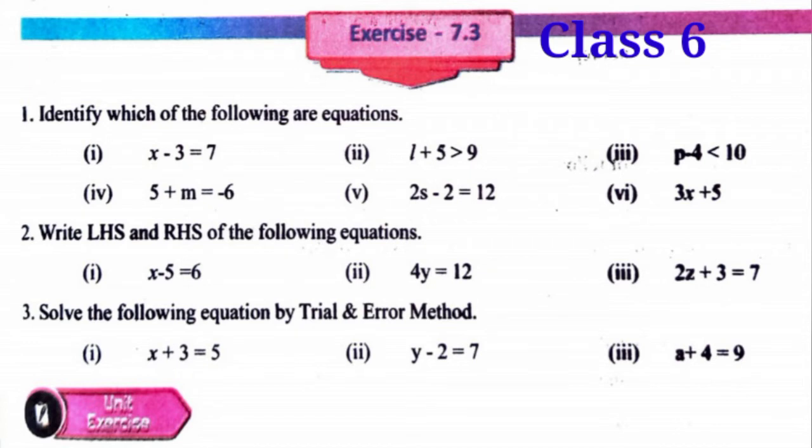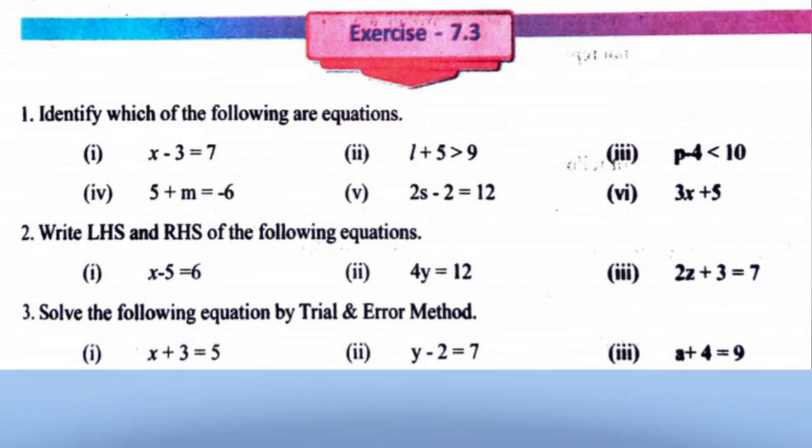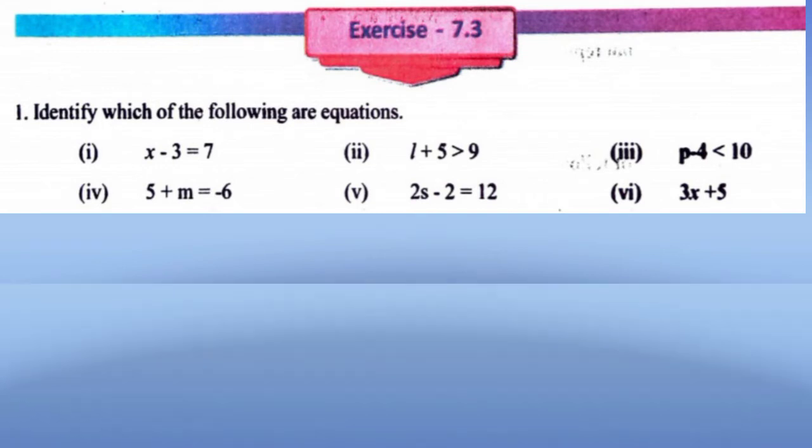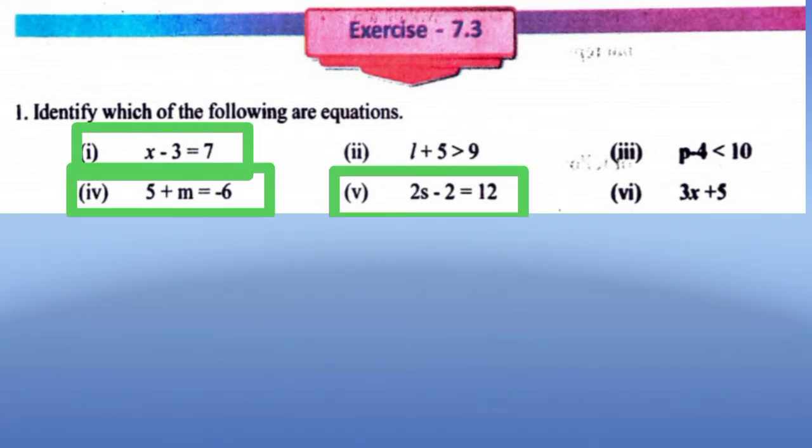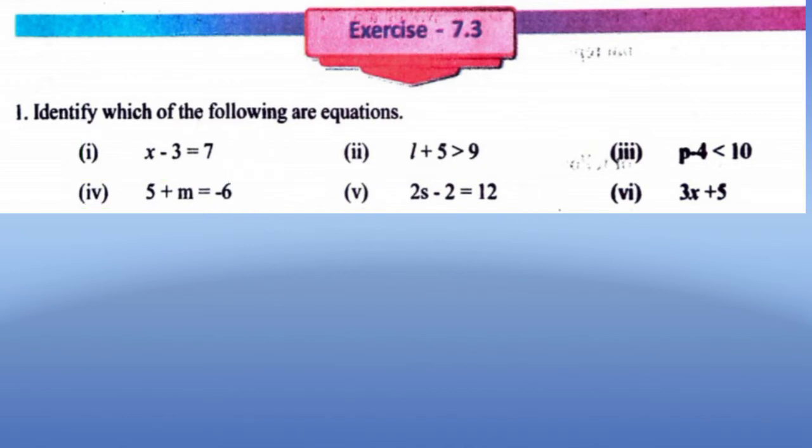Now exercise 7.3 of class 6. First question: identify which of the following are equations. 1. x minus 3 equal to 7. 4th, 5 plus m equal to minus 6. 5th, 2s minus 2 equal to 12. These are equations because LHS and RHS are separated by the equality symbol.